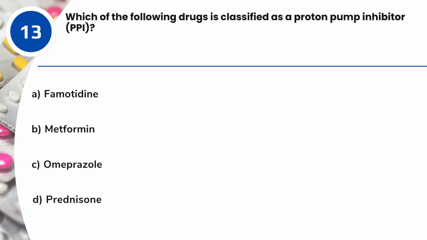Question 13. Which of the following drugs is classified as a proton pump inhibitor, PPI? A. Famotidine. B. Metformin. C. Omeprazole. D. Prednisone.